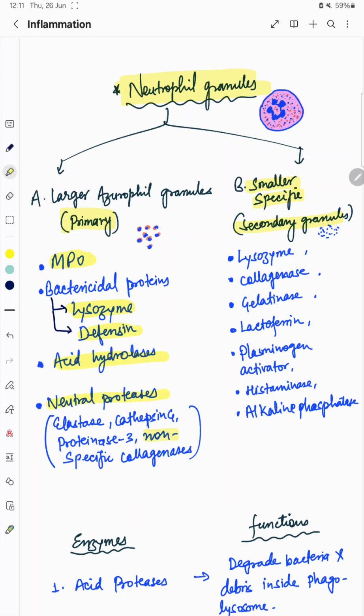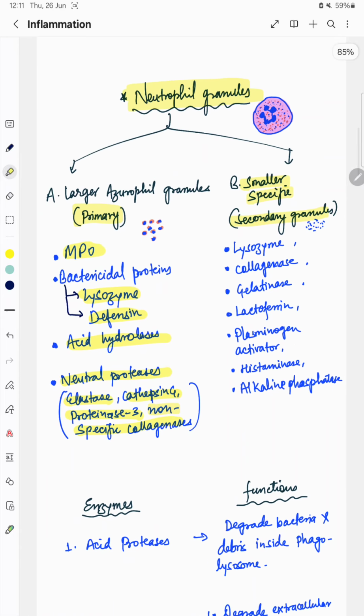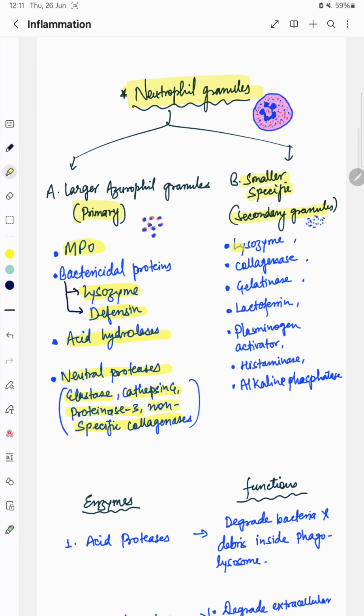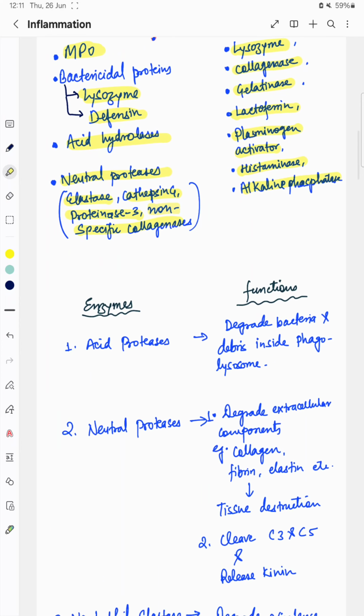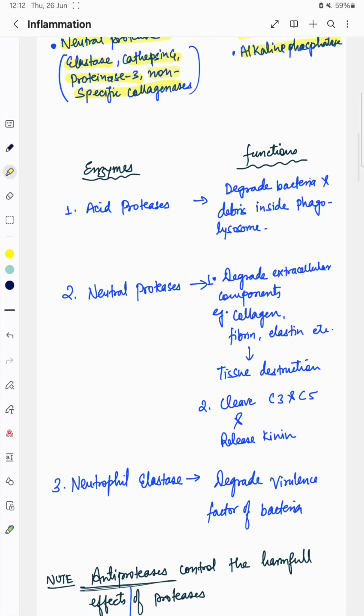Neutral proteases like elastase, cathepsin G, proteinase 3, non-specific collagenase. On the other hand, secondary granules have lysozyme, collagenase, gelatinase, lactoferrin, plasminogen activator, histaminase, and alkaline phosphatase. These various enzymes are responsible for the various functions of neutrophil. Now we will discuss some of the enzymes and their function.